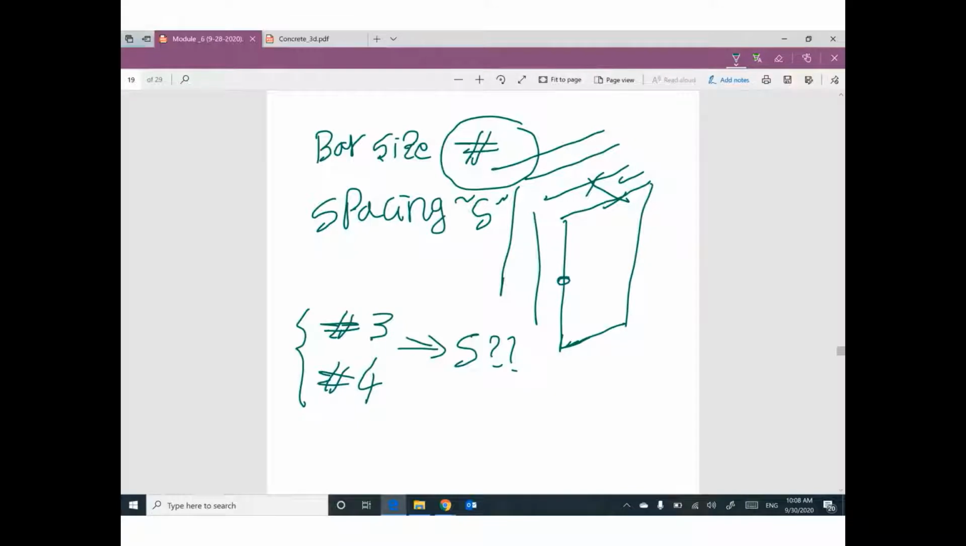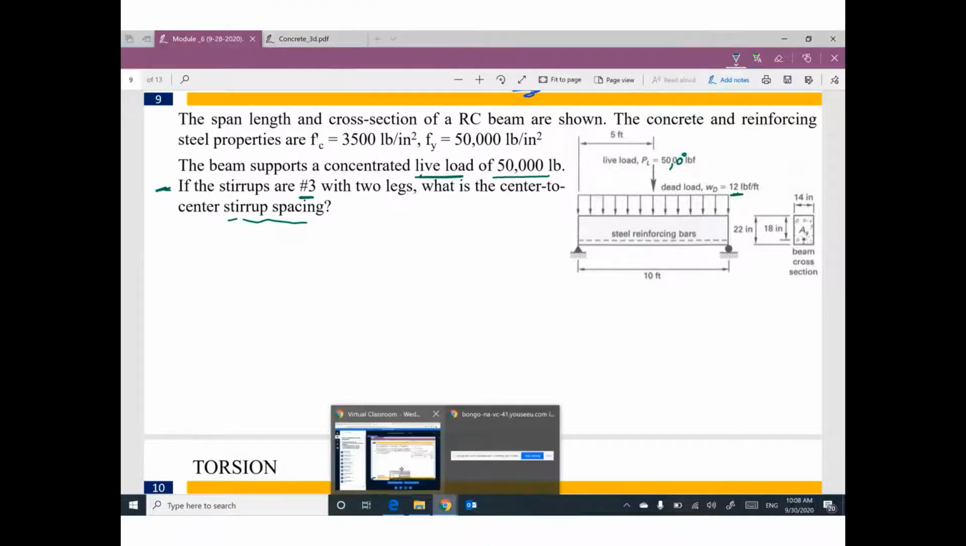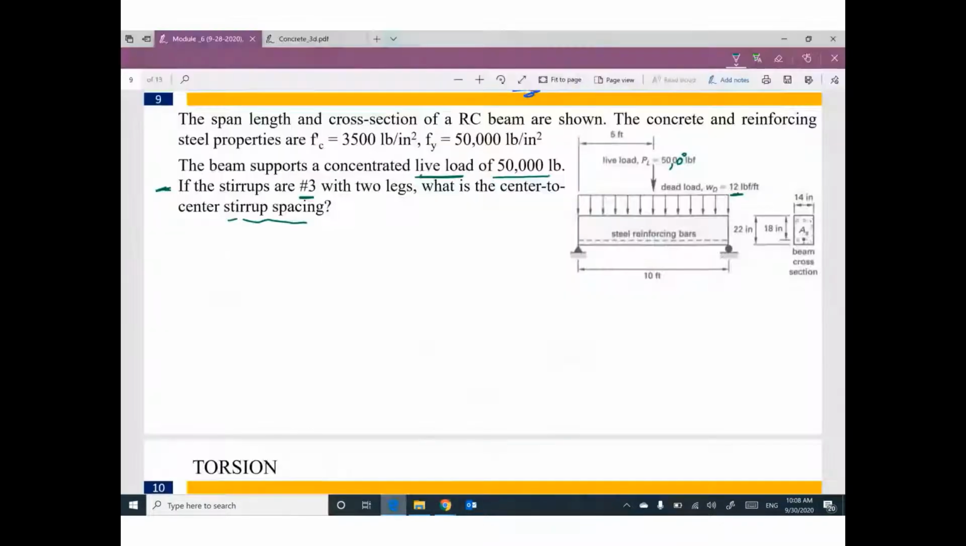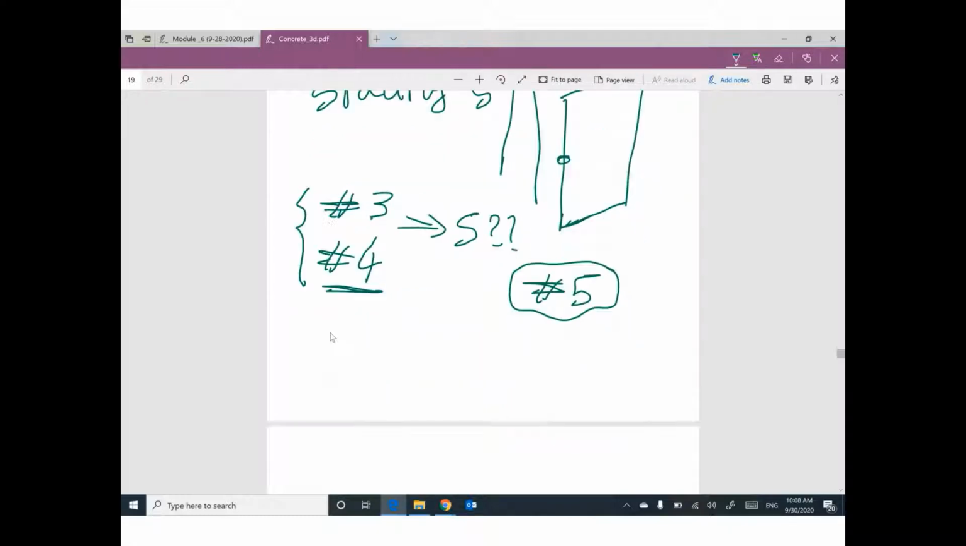In this problem, we didn't give you a chance to select the size. The problem said, go ahead and select number 3 stirrups. So we are looking for the spacing between stirrups. The largest size will be number 4, probably number 5, but in very special structures like frames, if you have an earthquake category or something like this.